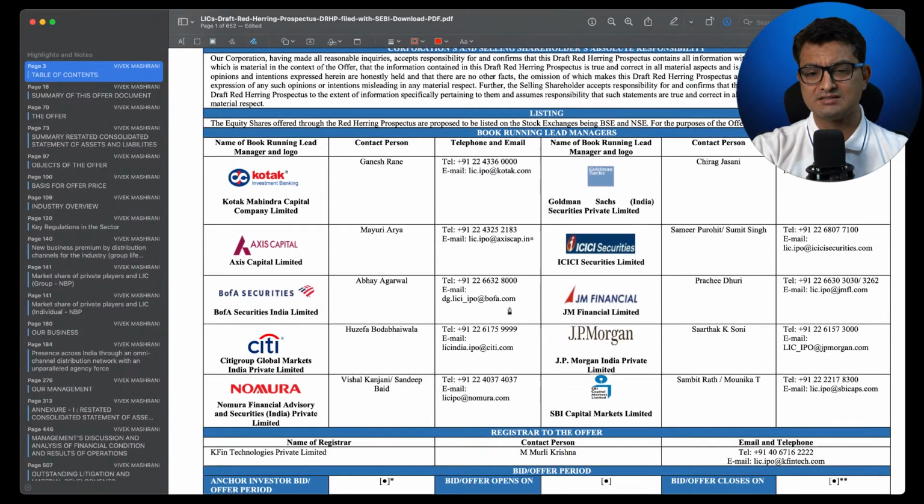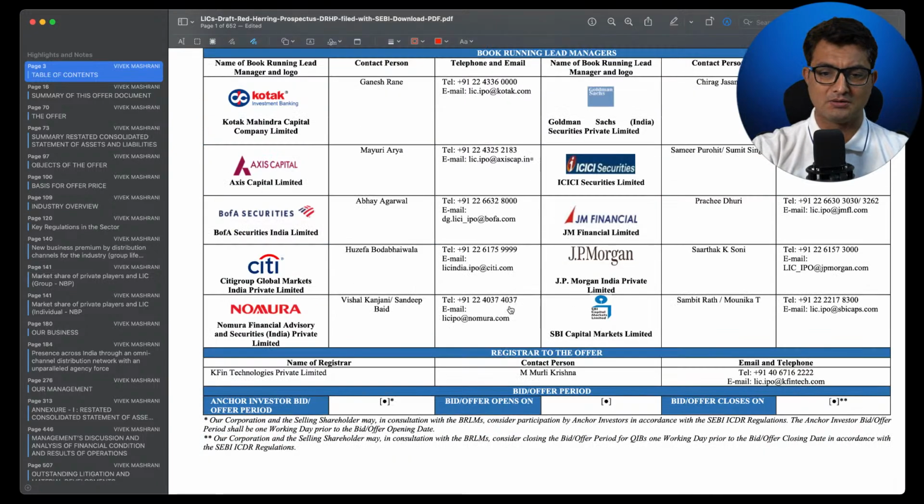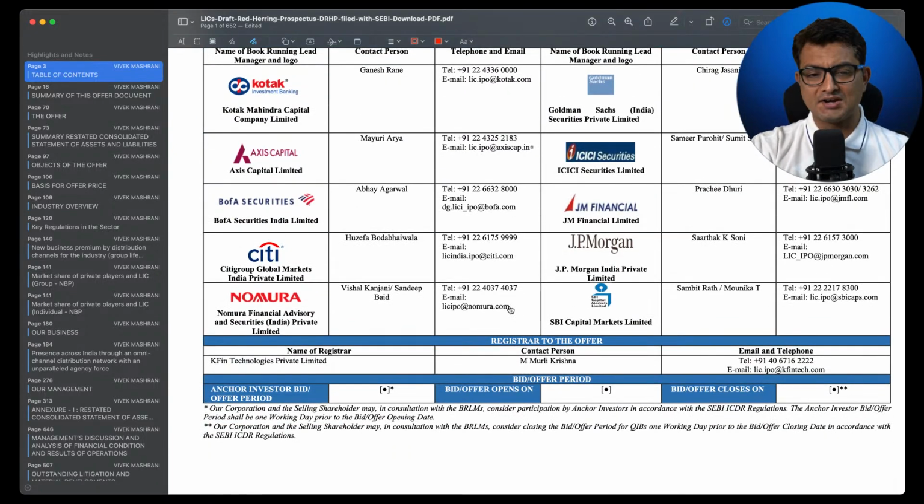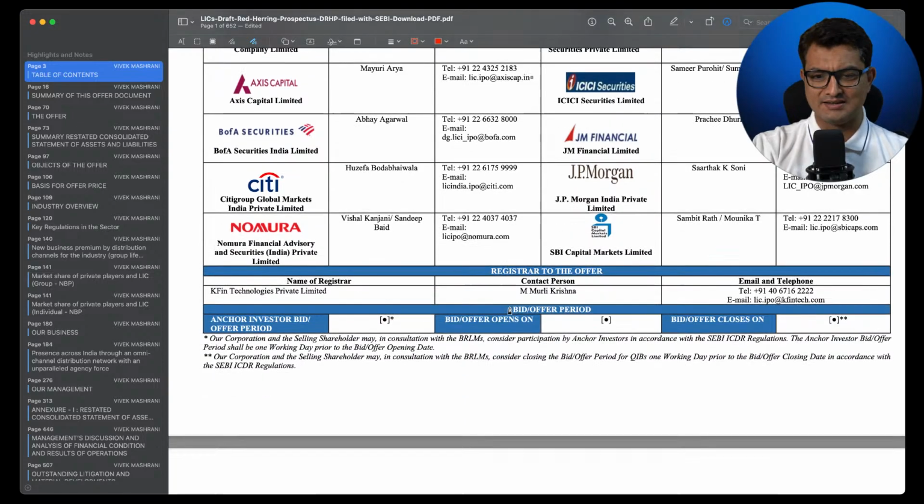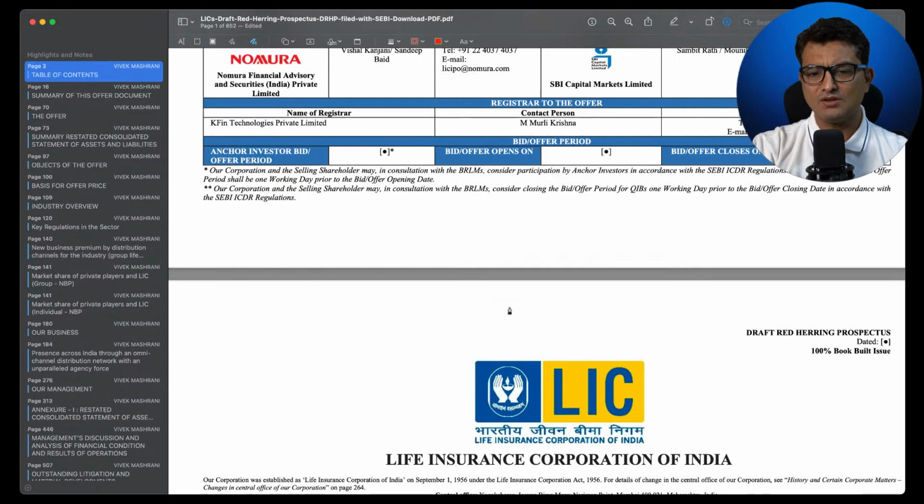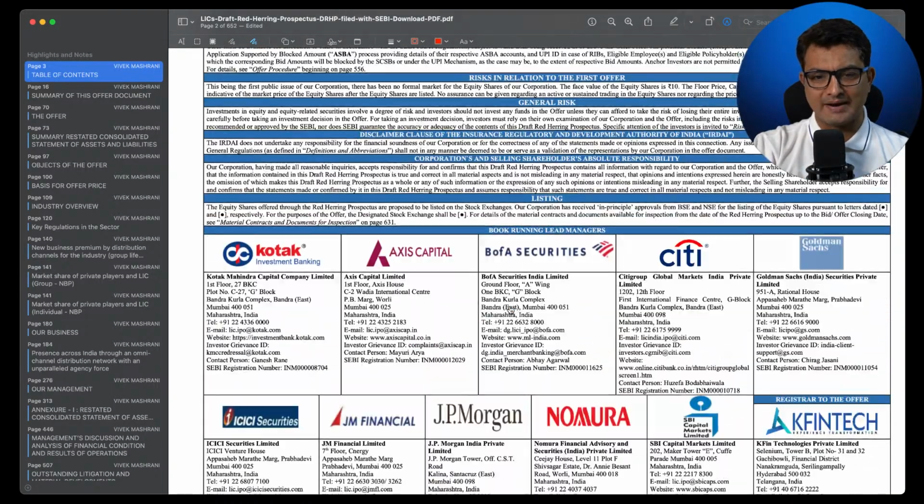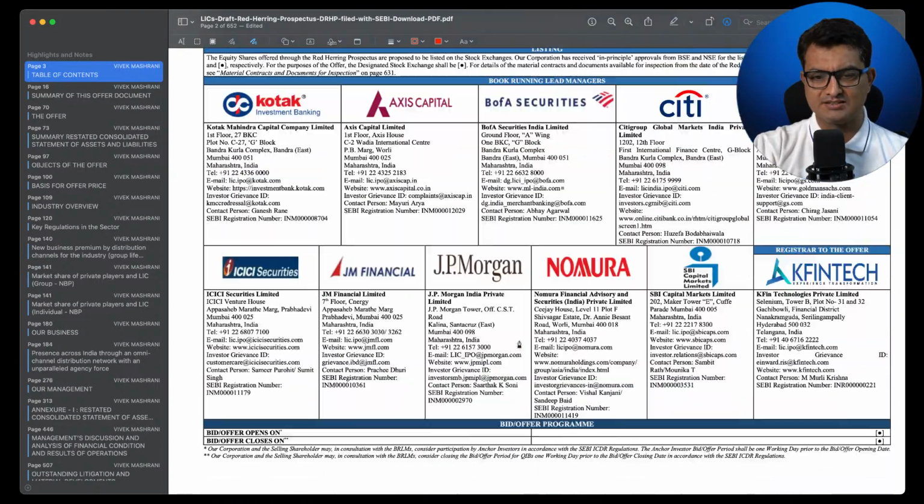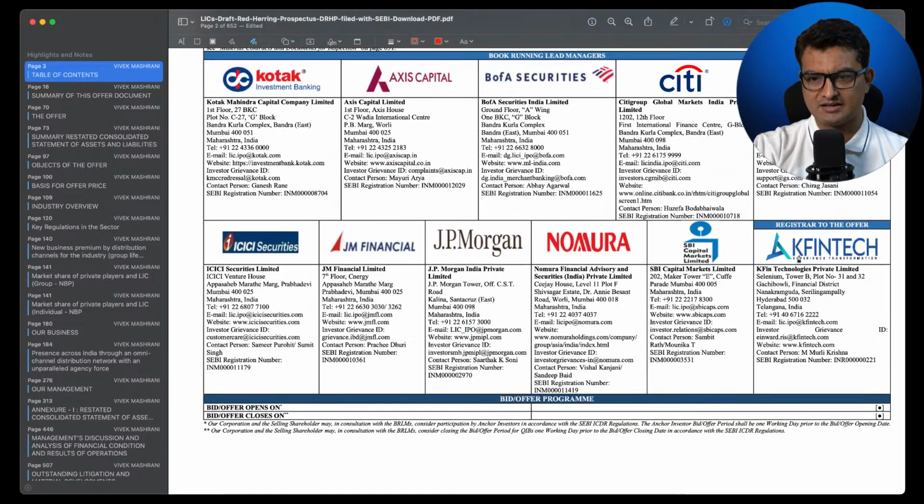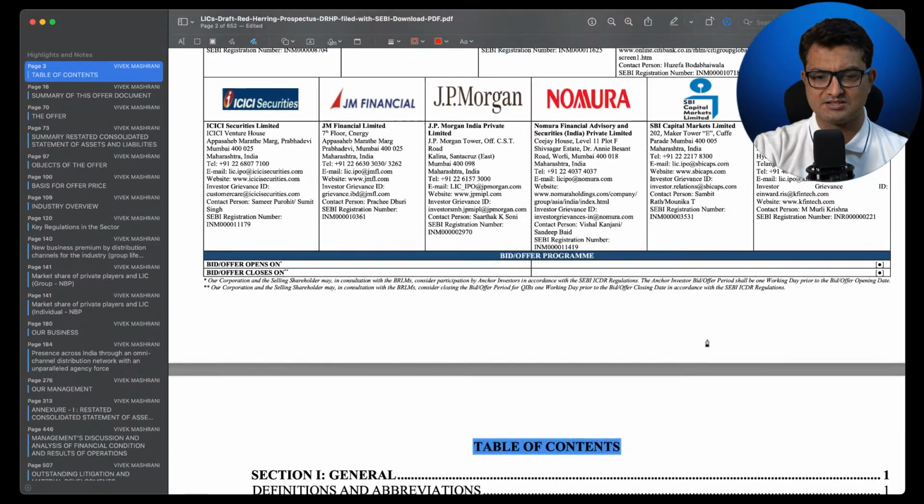And that is where sometimes these big ticket IPOs get sold like anything, and there is a lot of hue and cry that happens afterwards. Then it gives you the address of all these book running lead managers. It will give you the names of the registrars, like KFintech is the registrar and so on.